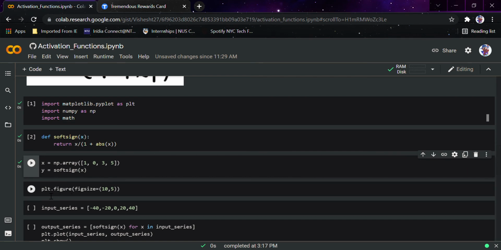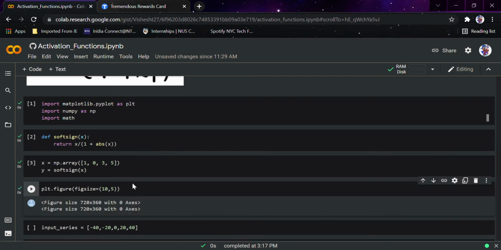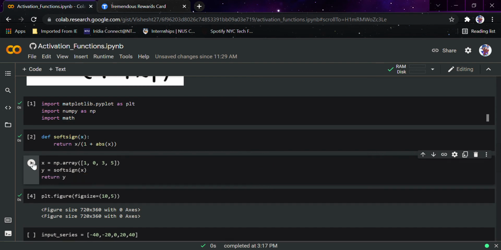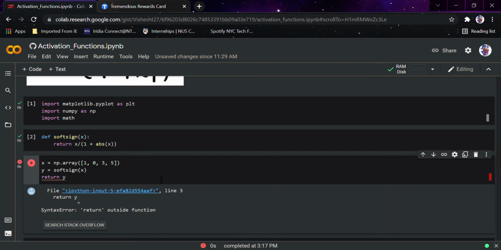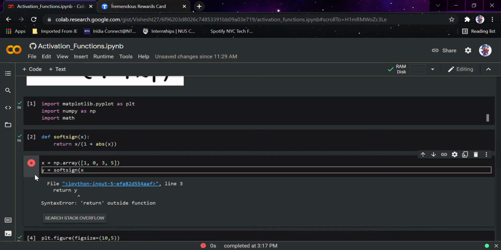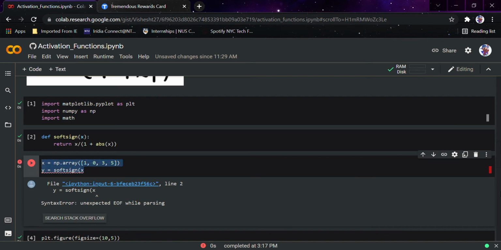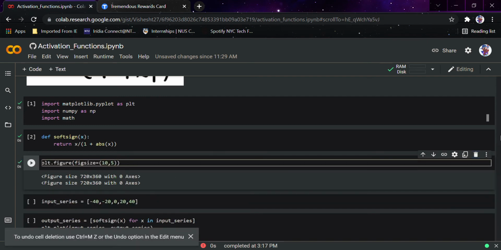And this is going to be the figure, and we are going to return y if possible. And let's see. Okay, I just returned outside the function. So for now, let's ignore this and simply run this. And I will just remove this block because I have got some awesome functions down there.